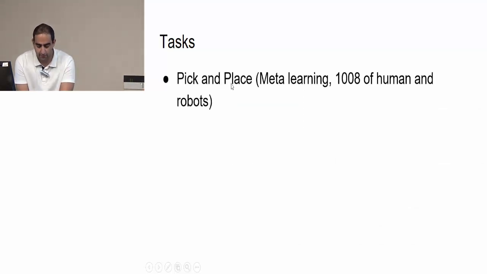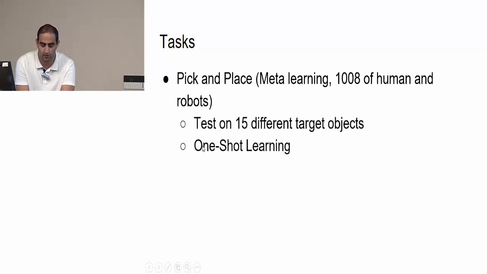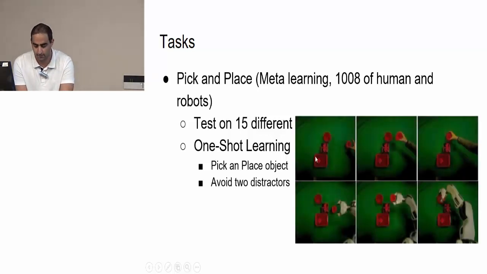Another task is pick and place, and then again they use 1008 human and robot demonstrations, and then they test on 15 different objects that they never saw during training, and they again do one-shot learning. They just give one human demonstration of the task, and the task is to pick something and place it into some container, while there are two other distractor containers. So here the robot has to pick this thing and put it into this container and not into those two other containers.